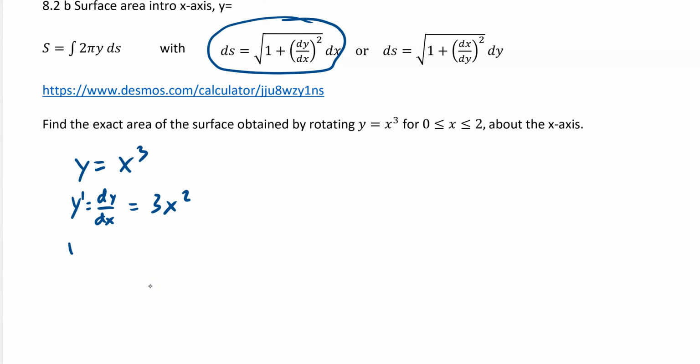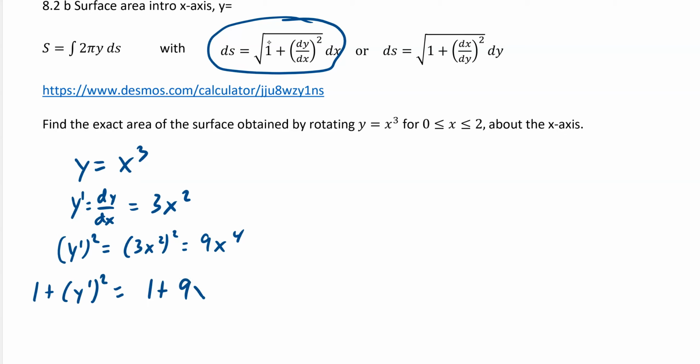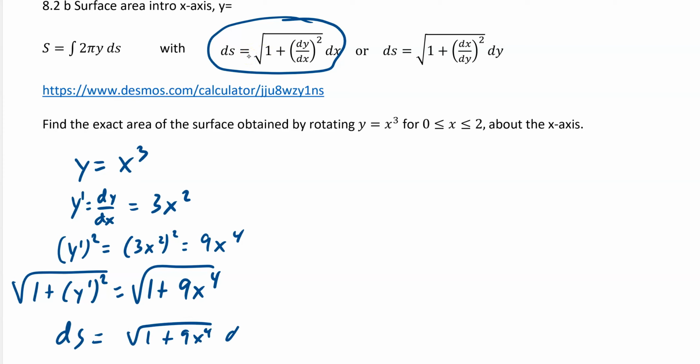Okay, so now we're going to do y prime squared, which would be 3x squared squared, which would be 9x to the fourth. And then next we add a 1 to it. So 1 plus y prime squared would be 1 plus 9x to the fourth. And then square root it, and now we have that part. And then we just attach a dx to it to make our ds. So ds equals square root 1 plus 9x to the fourth dx.